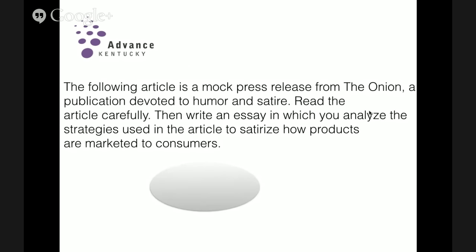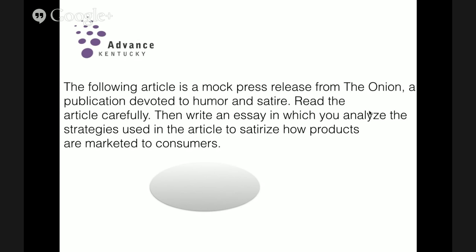Let's look at another one. And this one's really interesting. I hope you've been looking at some satire. If you've been looking at political cartoons, you've probably looked at The Onion. This is another example of a rhetorical analysis question that's previously been on the exam. The following article is a mock press release from The Onion, a publication devoted to humor and satire. Read the article carefully, then write an essay in which you analyze the strategies used in the article to satirize how products are marketed to consumers.